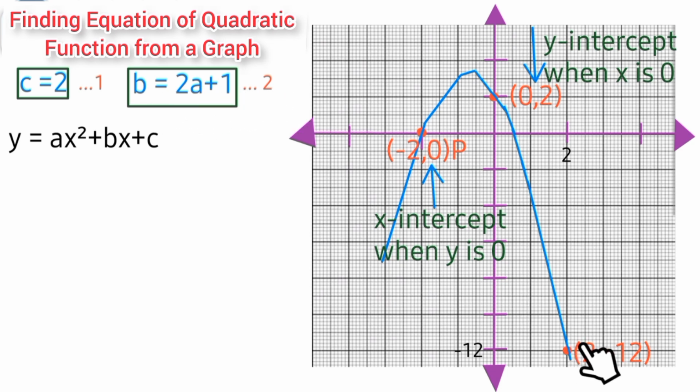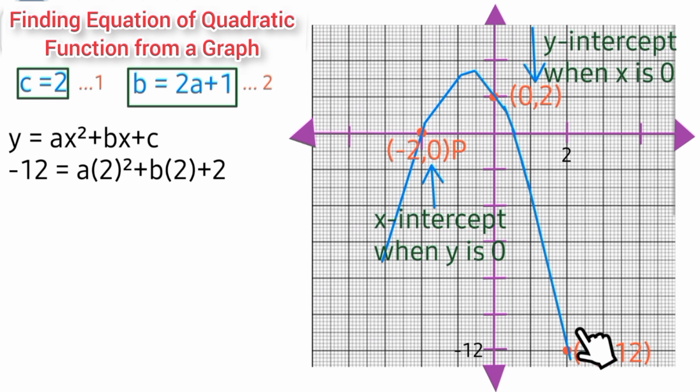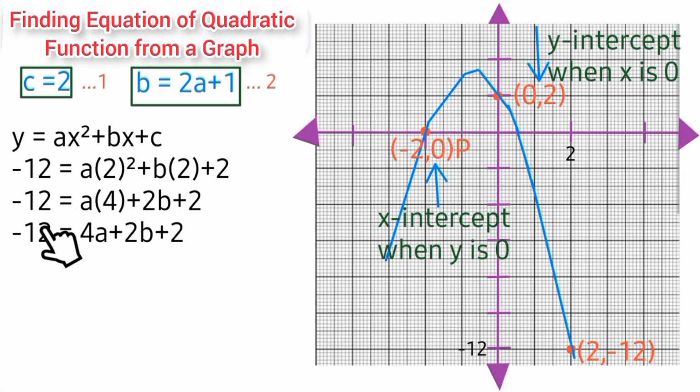Now let's use the last point to get an equation of a and b, where x will be equal to 2 and y will be equal to minus 12. So we have minus 12 being the value of y equal to a times x, we did say our x value is 2, then squared, plus b times x, our x is 2, plus c, our c value is 2. So we have minus 12 equal to a times 2 squared gives 4, so minus 12 equal to 4 times a gives 4a, plus 2b plus 2.